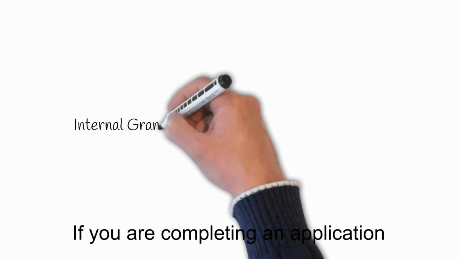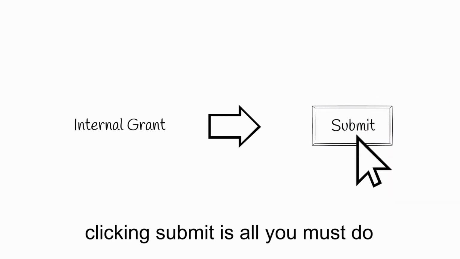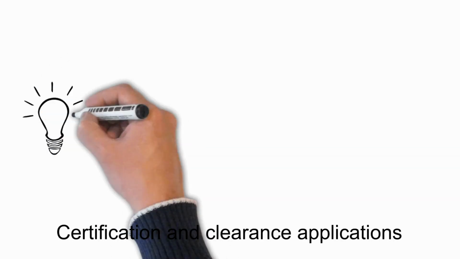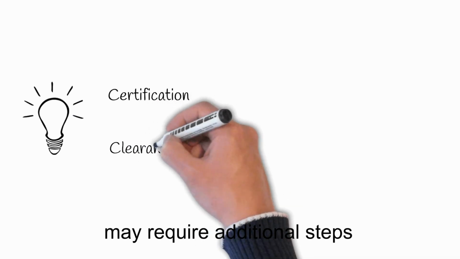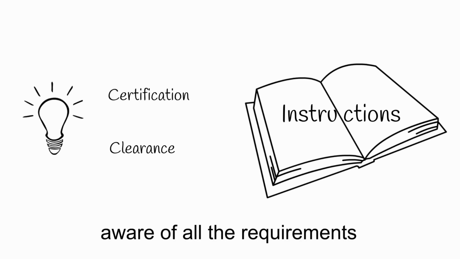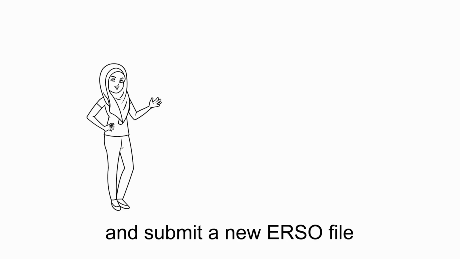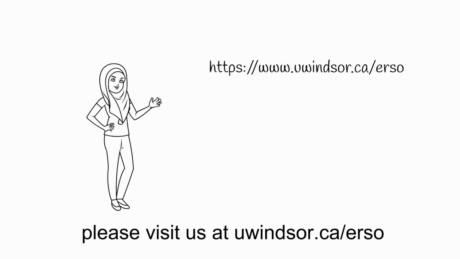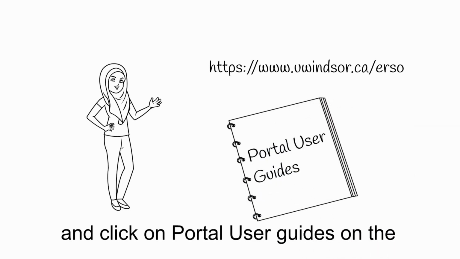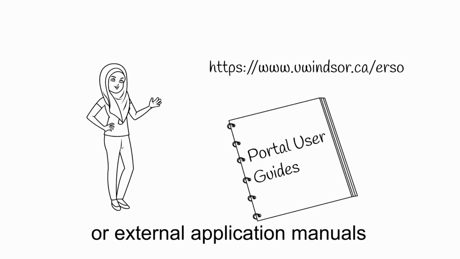If you are completing an application for an internal grant program, clicking Submit is all you must do. No additional emails or paperwork is required. Certification and clearance applications may require additional steps. Make sure you read the tab with the form instructions to be sure that you are aware of all the requirements. For more information on how to complete and submit a new eRSO file, please visit us at uwindsor.ca/eRSO and click on Portal User Guides on the right side menu and read the internal or external application manuals.